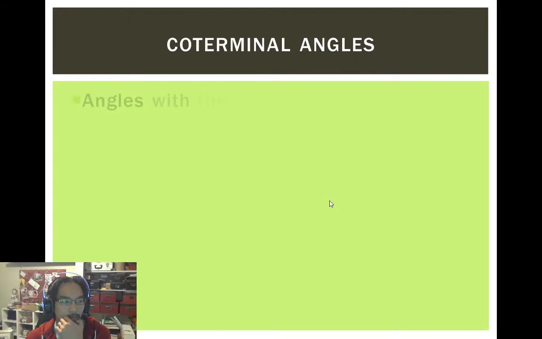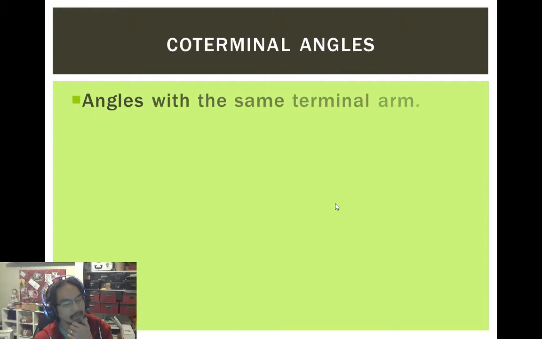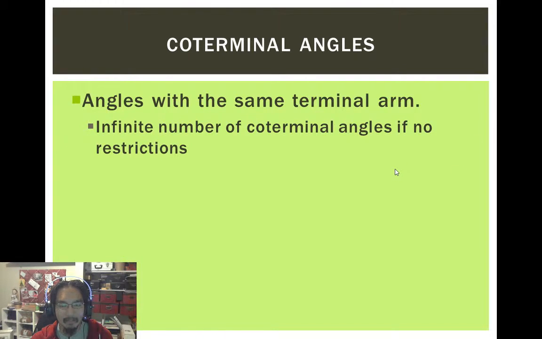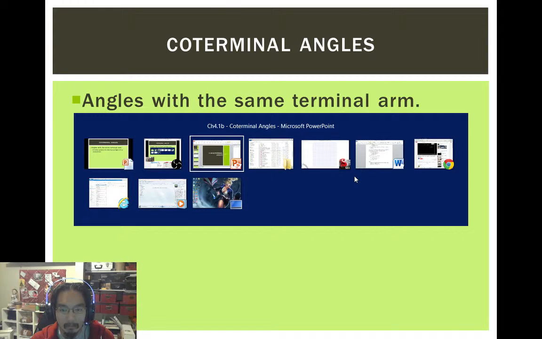Alright, so what's a coterminal angle? You can probably guess the idea. A coterminal angle is an angle with the same terminal arm. Angles with the same terminal arm. And if you don't restrict your angle range, or angle domain, then you actually have an infinite number of coterminal angles. Okay, example of that.